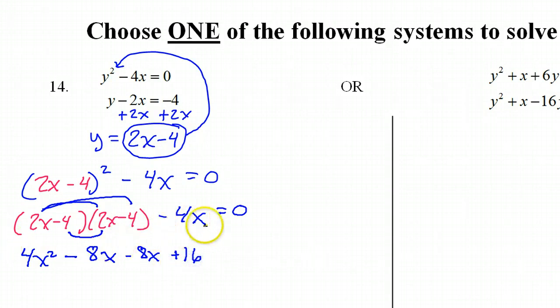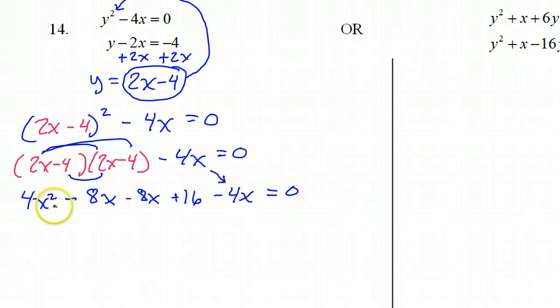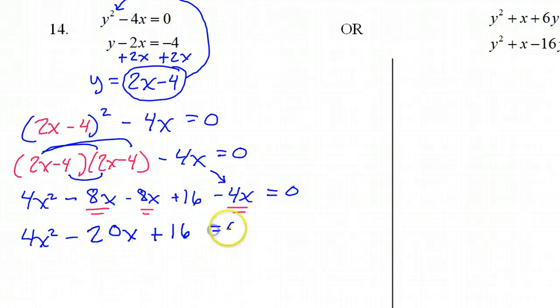Okay, so that's all that. And I still have the minus 4x. I'm just bringing that down. Equals 0. So combining like terms. So I've got my 4x squared. Now I have like terms here, here, and here. All three of those are like terms. So negative 8 and negative 8, that's negative 16. But another negative 4 makes it negative 20. So I will have negative 20x. And then my plus 16 equals 0.